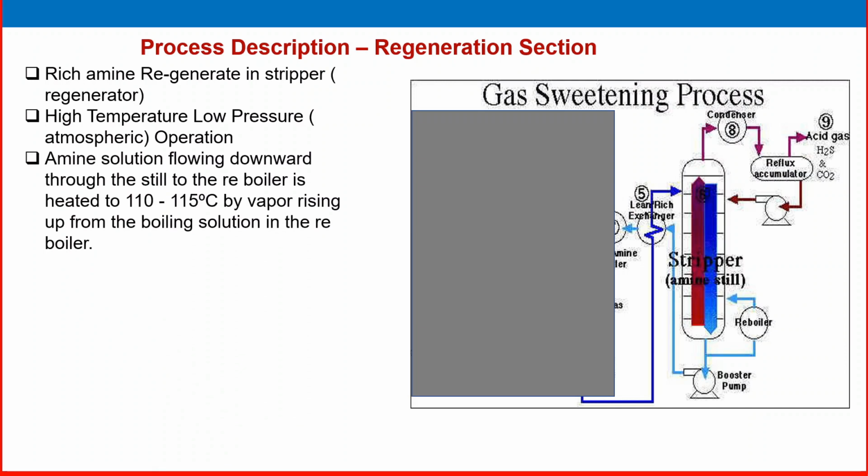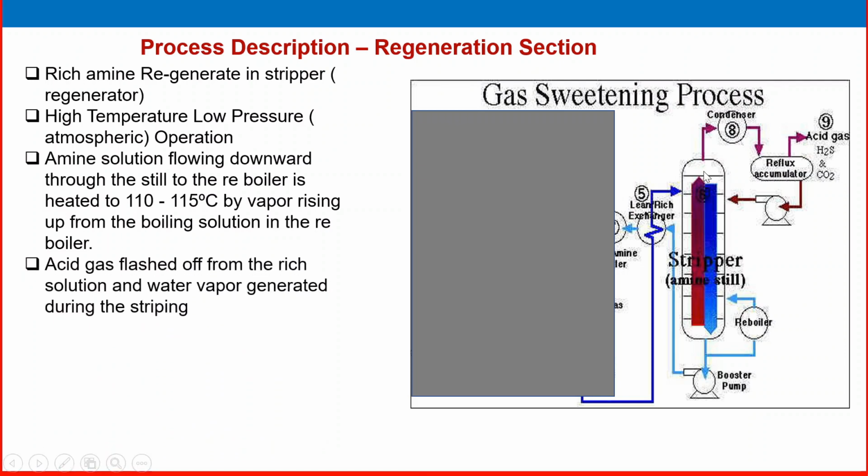Amine solution flows downward through the still to the reboiler. This is the reboiler. The reboiler is the driver of this column, providing the energy for the still column. The reboiler is heated to 110 to 115 degrees C, and the vapor rises from the boiling solution in the reboiler. So the vapor goes up and the liquid amine comes down.